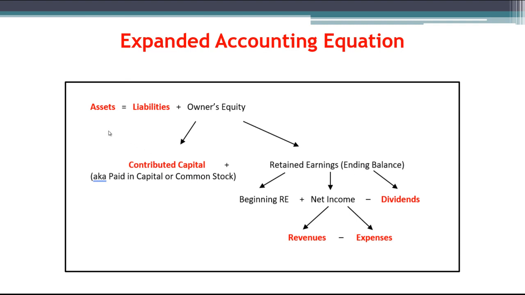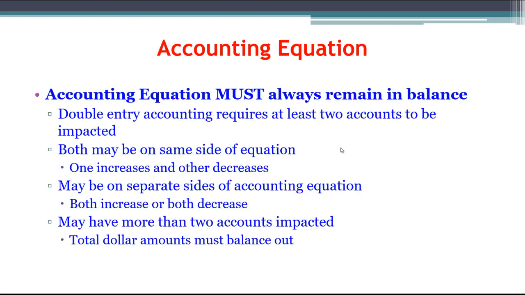Now, what you'll notice here, some of these categories are highlighted in red because these are basically your main account types, your main account categories. And we'll see in later videos why that's important when we start talking about normal balances and things like that. But again, the accounting equation, we know it must always remain in balance. I've said that multiple times. This is the underlying requirement for what's known as double entry accounting.